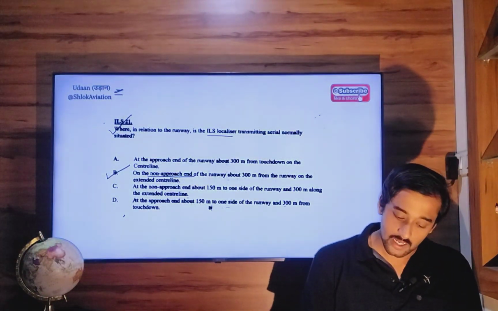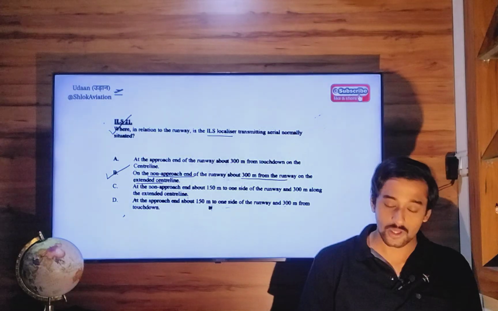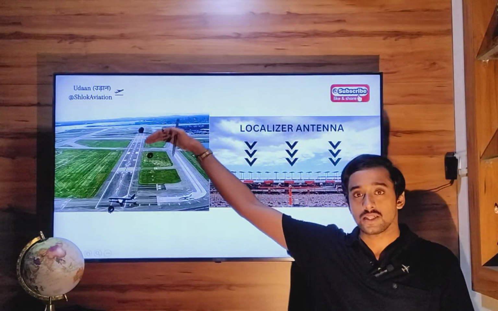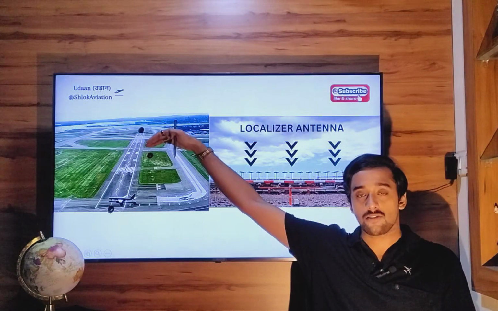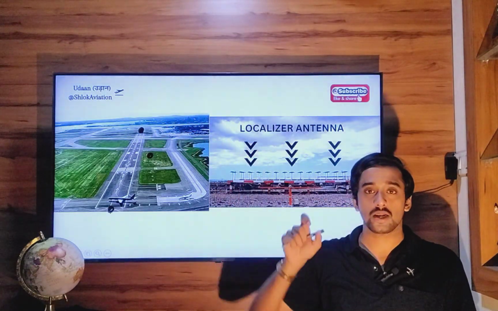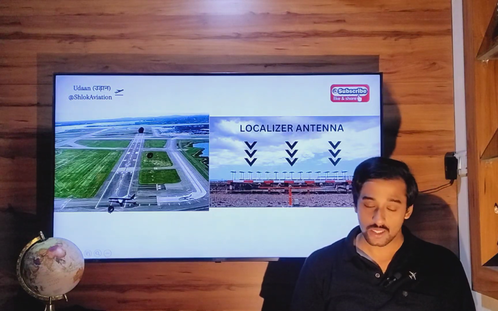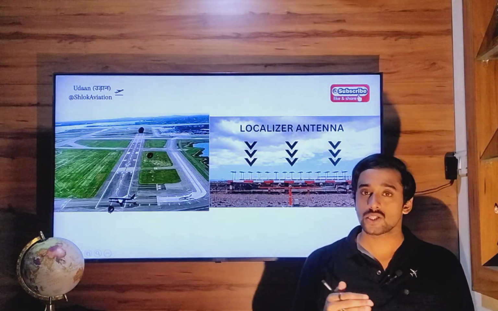3 meters from the runway on the extended center line means 3 meters away from the center line of the runway. 3 meters away from the runway. 300 meters is equal to 1000 feet. So the localizer will be situated over there.